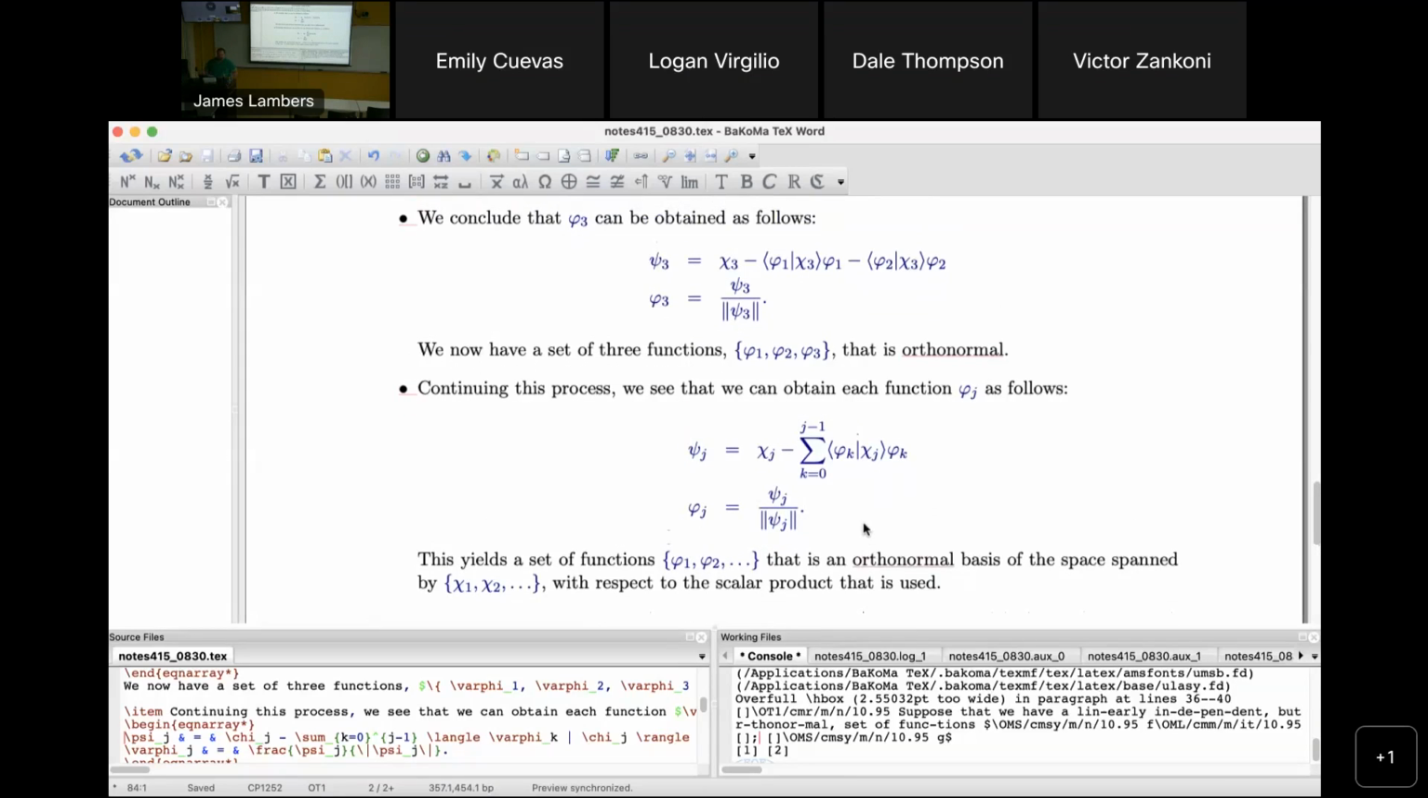And that's the whole Gram-Schmidt process. However many chi functions we have, we generate that many phi functions. So a set of chi functions that's non-orthogonal is the basis of some vector space. Now we have an orthonormal basis for that same vector space. I'm going to illustrate the Gram-Schmidt process with an example. Any questions about this derivation?